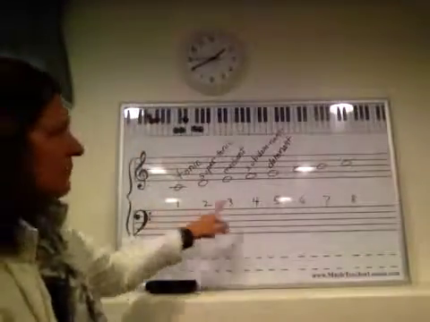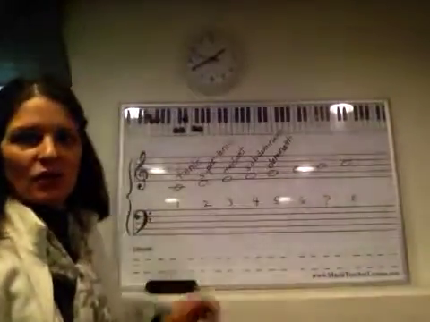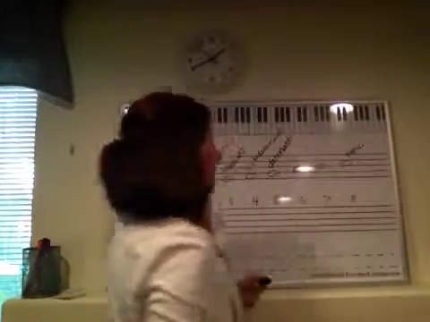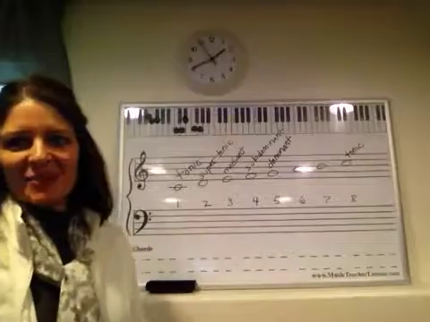Now I'm going to skip. Our eighth scale degree is also called tonic, just like our first scale degree. And that leaves us with only 2 more scale degrees to name.